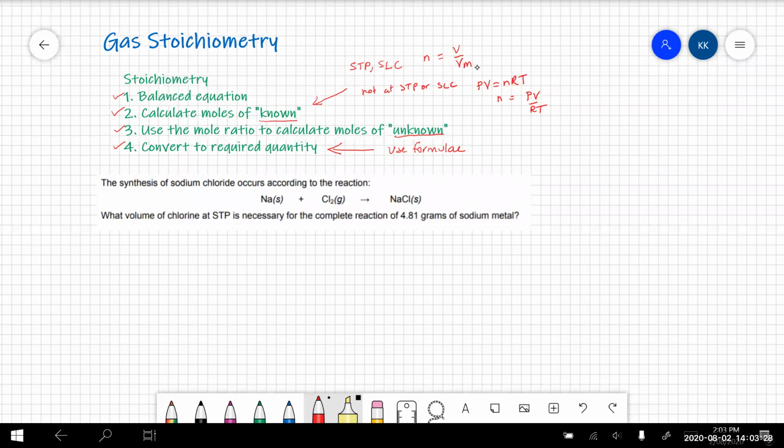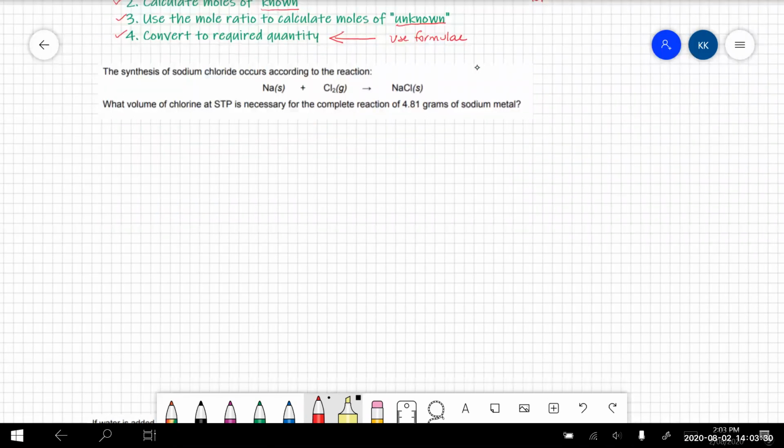So our first example, the synthesis of sodium chloride occurs according to the reaction sodium plus chlorine gives sodium chloride. What volume of chlorine at STP is necessary for complete reaction of 4.81 grams of sodium metal? All right, let's get the stoichiometry process on. So first of all, what do we want? We want a balanced equation.